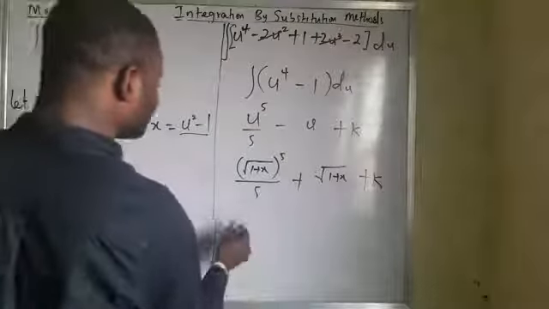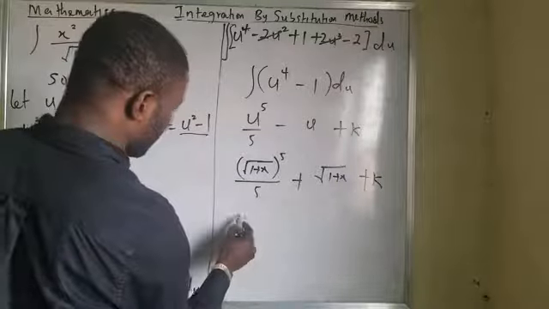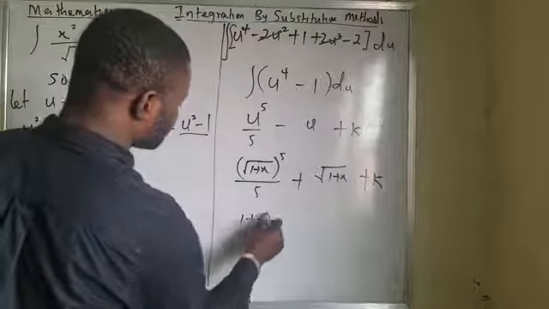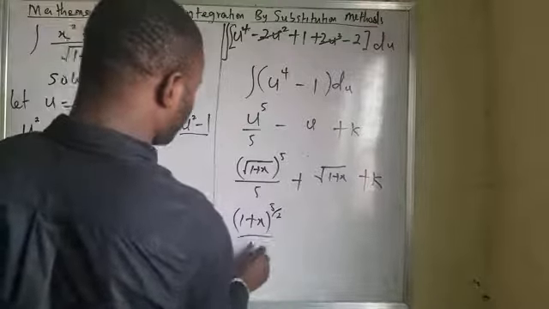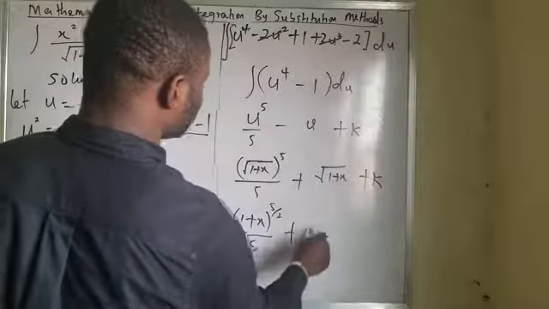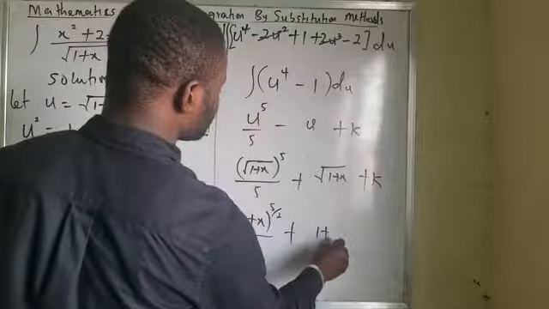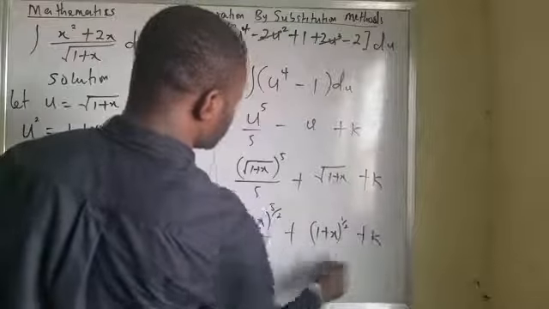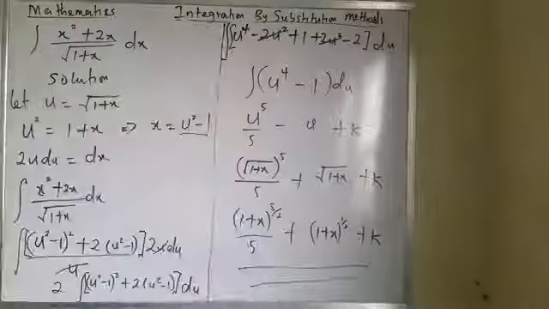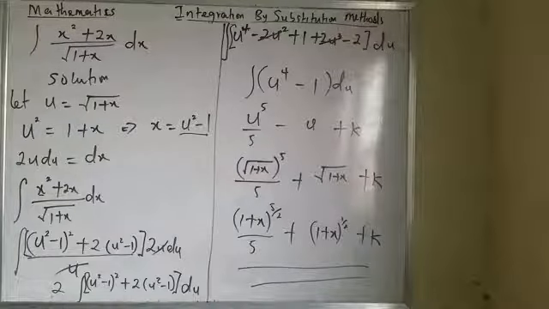Now, I can easily write it in the form of powers, like 1 plus x bracket of 5 over 2 divided by 5, plus 1 plus x bracket of 1 over 2, plus k. That is my final answer. I think by so doing, we have done it well. Nothing again you need to work on like that. That is all.